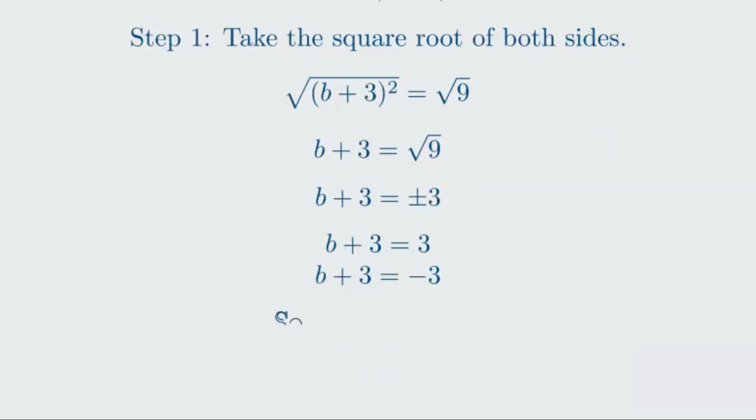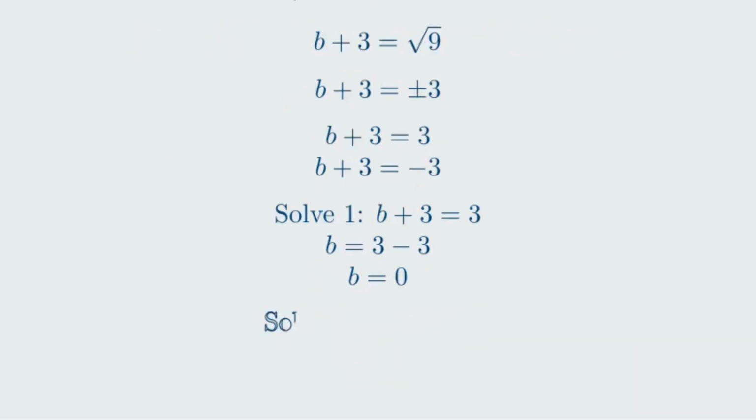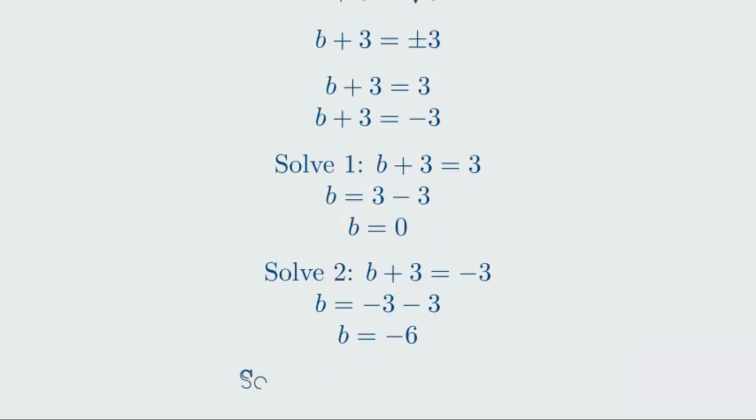Let's solve the first one. We subtract 3 from both sides, which gives us b = 0. For the second equation, b + 3 = -3, we also subtract 3 from both sides. This gives us b = -6. So, using the square root method, we found two solutions for b, 0 and -6. It's a quick and efficient method when the conditions are right.